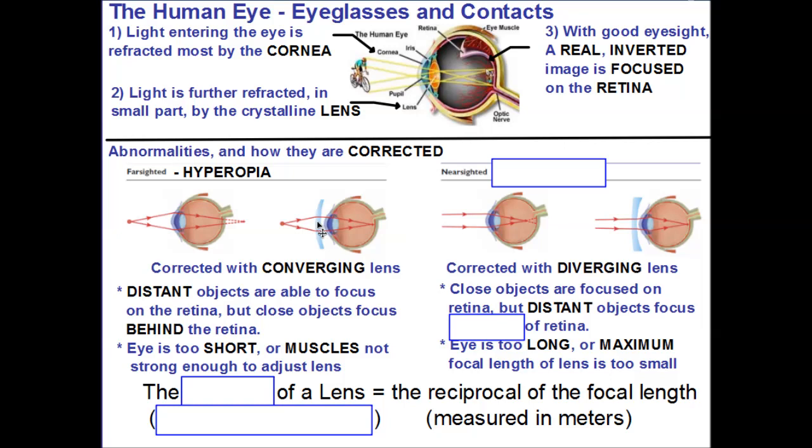Now, if we are nearsighted, that would mean that we can see things up close, like for example reading from a textbook, but we can't see maybe the board from the back of the classroom. This is called myopia.